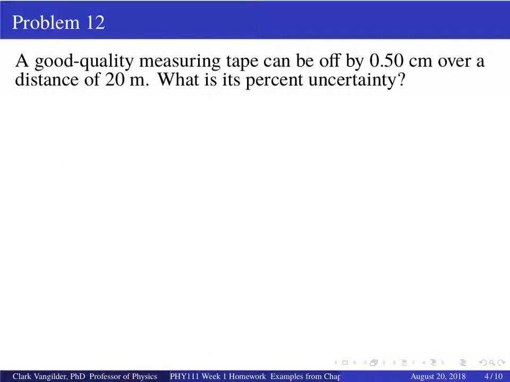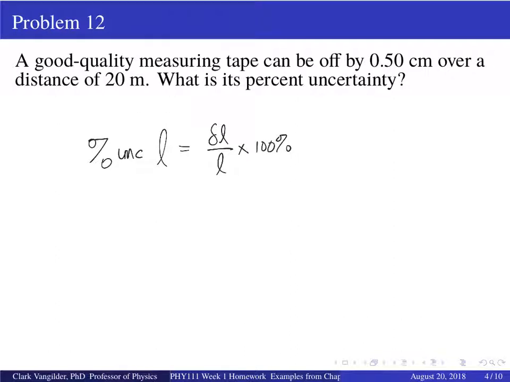All right. Good quality measuring tape can be off by half a centimeter over a distance of 20 meters. So 1 meter is roughly a yard. So half a centimeter per 20 yards, if you will. All right. What is its percent uncertainty? Here's a new formula straight out of your book. So the percent uncertainty of length, we're dealing with length here, will be this weird formula. The percent uncertainty of the length is the uncertainty of the length per unit length times 100% or times 1.